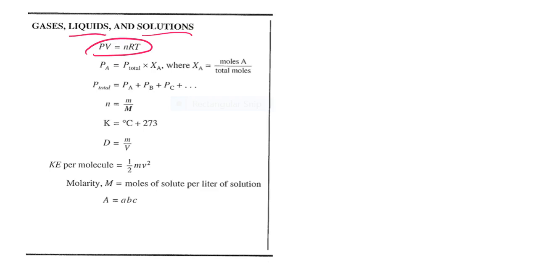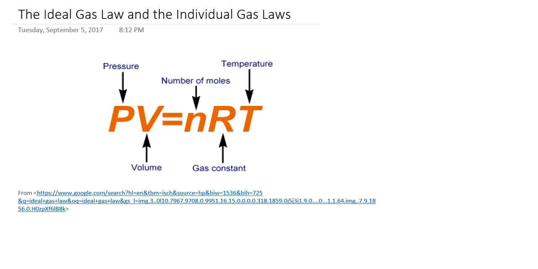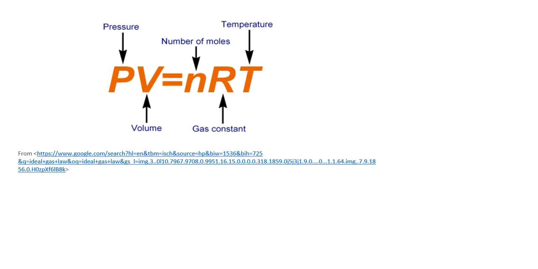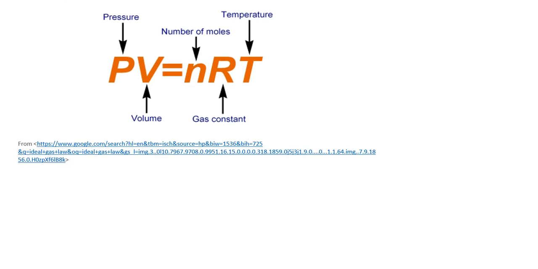And sometimes, especially when you're stressed and when you're trying to work quickly, it might be possible that you may not remember the formula, or you might remember it incorrectly. And so the first thing I want to show you in this tutorial is how to derive the individual gas laws from the ideal gas law. So what we have here is the ideal gas law, and all the variables have been labeled.